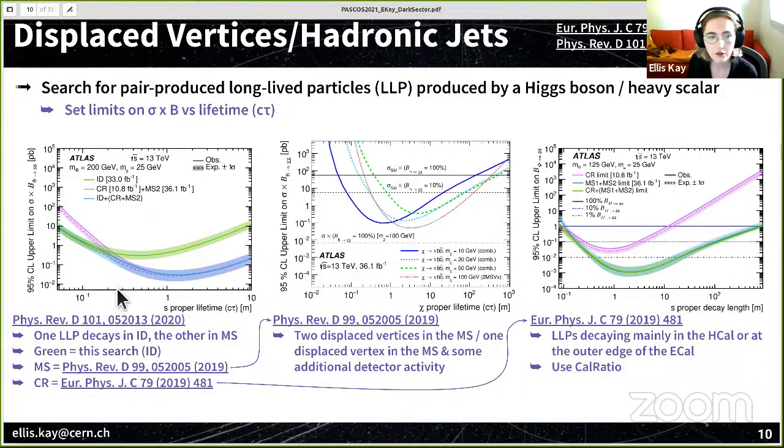If we focus on the plot on the left, this is the newest result. The green line is for this analysis, and it's looking at these ID displaced decays. But then the purple line is actually a combination of these 2 other results here. And if you combine both of these together, you get this blue limit. So you can see how they complement each other and give us stronger limits.